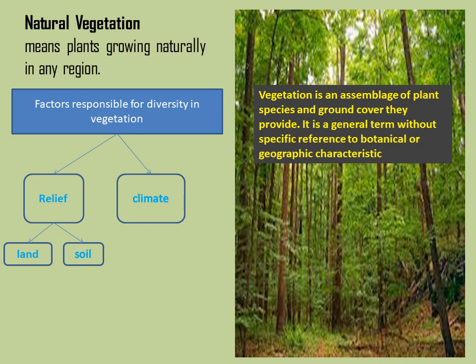The soil also varies over space. Different types of soils provide the basis for different types of vegetation. For example, the sandy soils of the desert support cactus and thorny bushes, while wet, marshy, deltaic soil supports mangrove and deltaic vegetation.